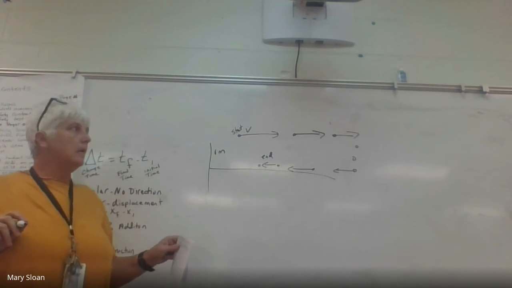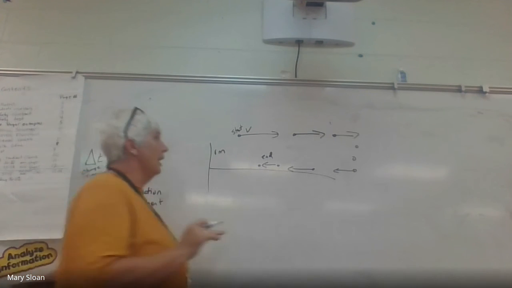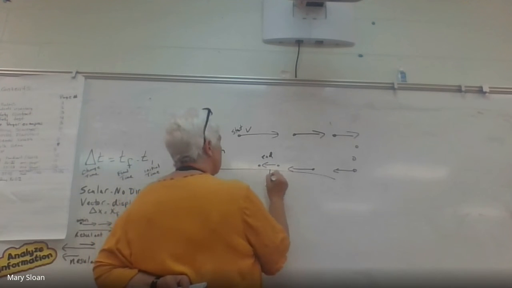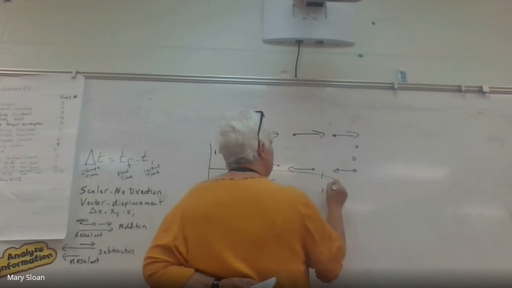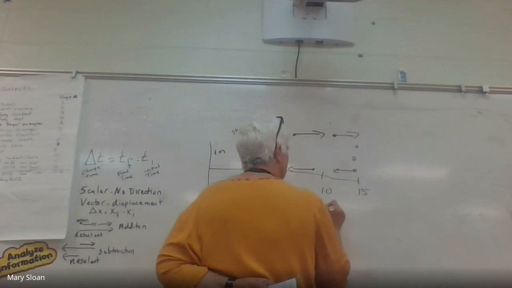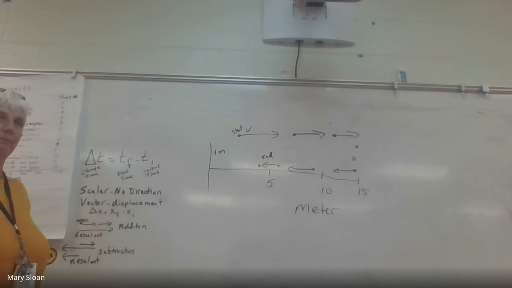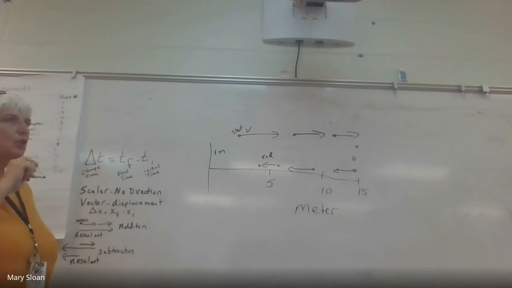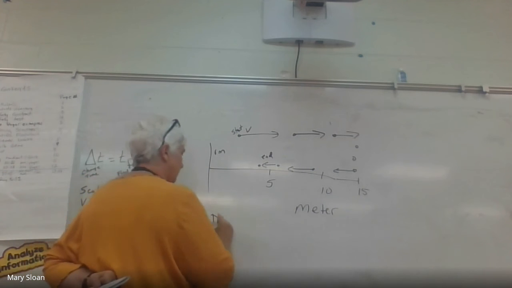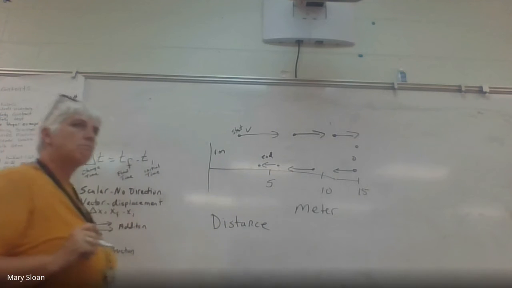Yeah, right? Now, let me ask you. Let me give you some numbers, okay? We're going to say this is 0, this is 5, this is 10, and this is 15 meters. This is the distance that they've traveled. Are you ready? If I ask you what was the distance that they traveled, how can I figure that out?